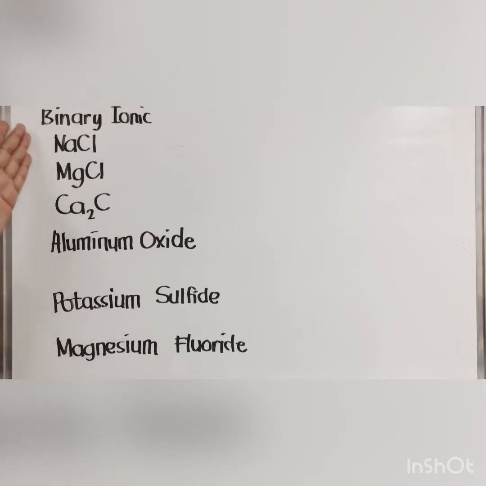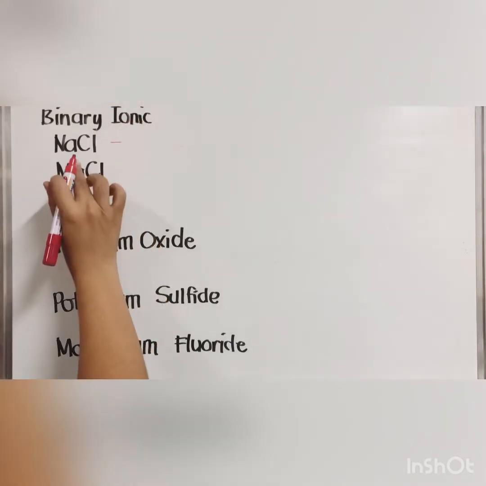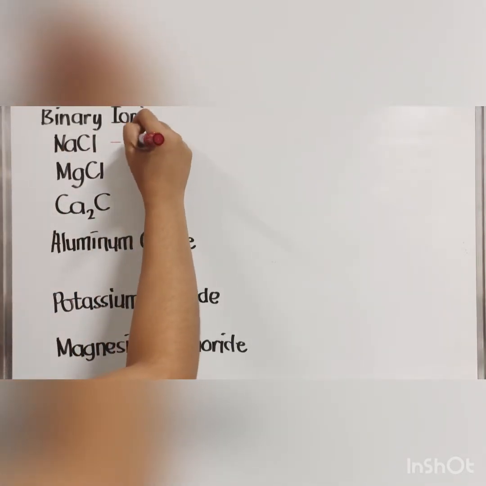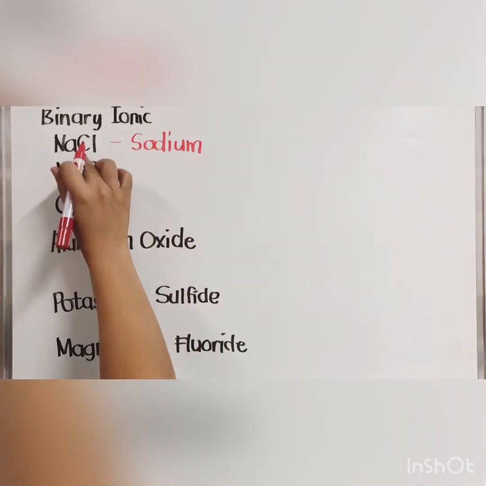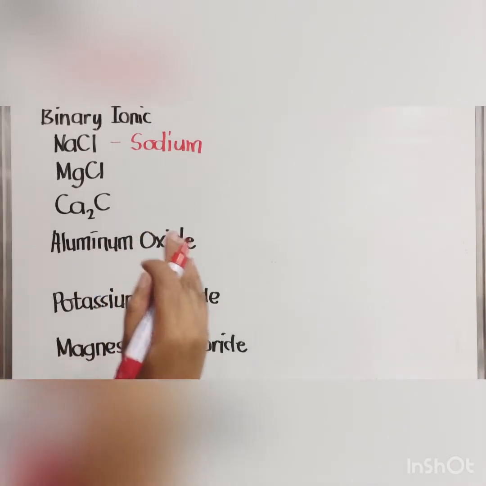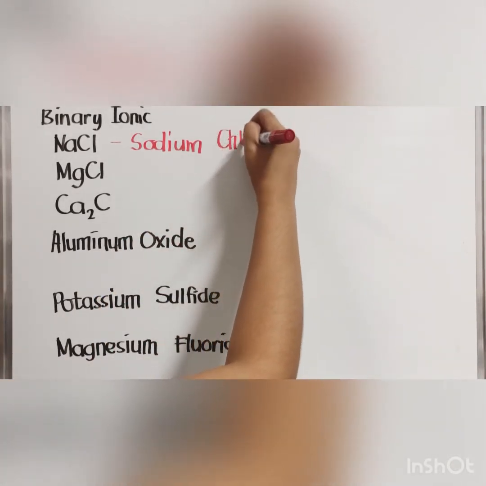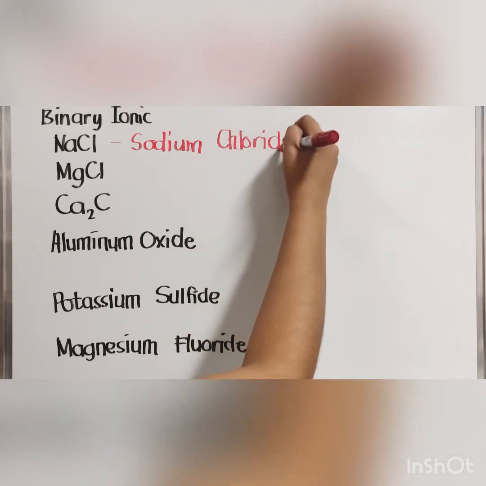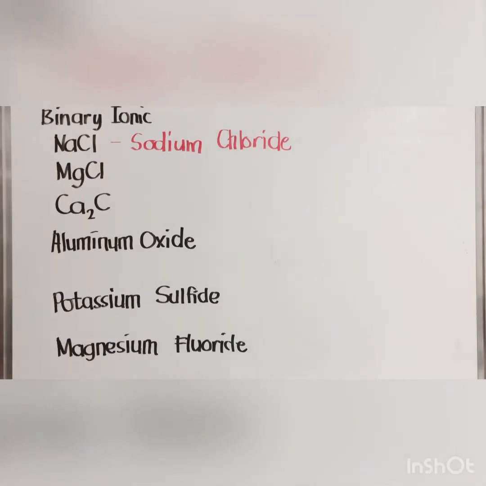So let's try, for example, to name all these three chemical formulas based on the elements present. In naming binary ionic compounds, first you have to name the first element in the formula. The first element is Na, which is sodium. The second element is chlorine. You name the second element, but it should end with -ide, so that will become chloride. So the first chemical formula or substance is sodium chloride.